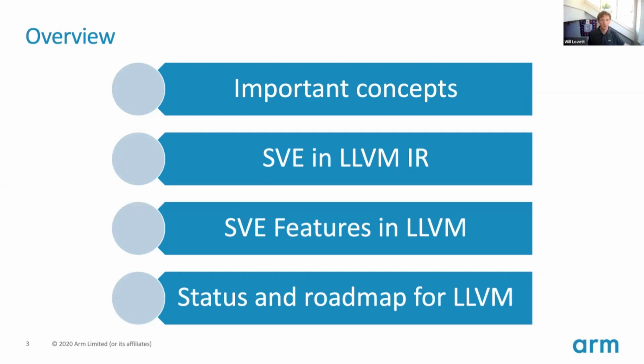Okay, so we're going to start with a very brief introduction to some concepts for those of you who are less aware of the ARM architecture and what SVE is. We're going to spend some time talking about some changes we've needed to make to LLVM IR in order to support SVE. Then some time talking about the features that the SVE instruction set has that are interesting to LLVM, and how we can take advantage of them to improve vectorization and things. And then there's a couple of slides talking about where we are today and where we hope to be over the next year or so.